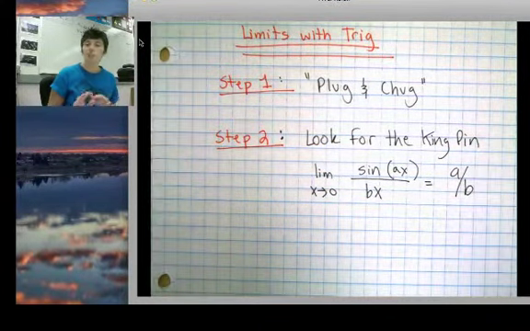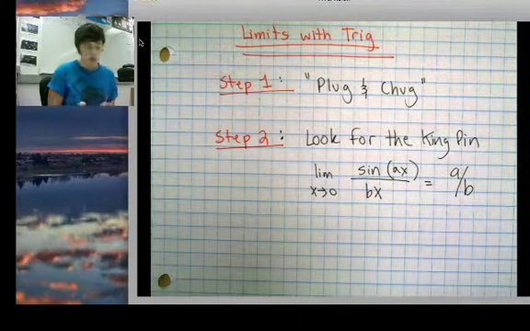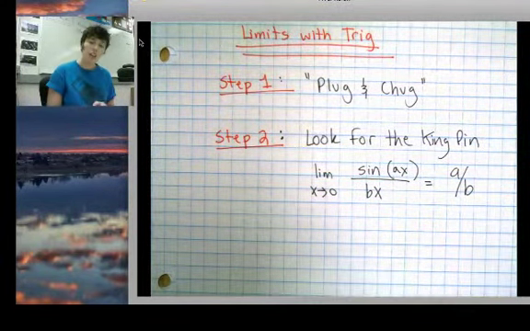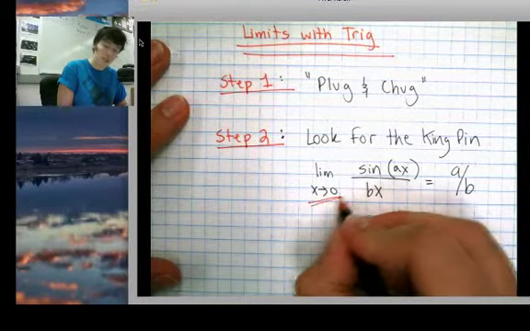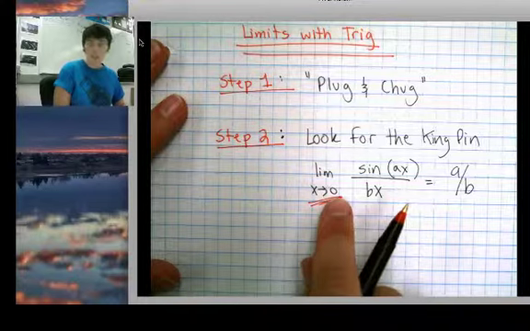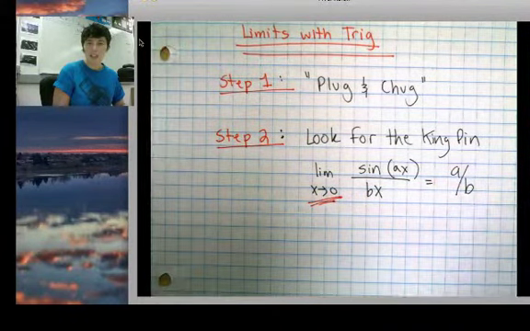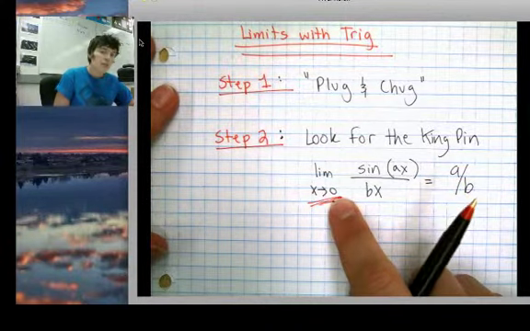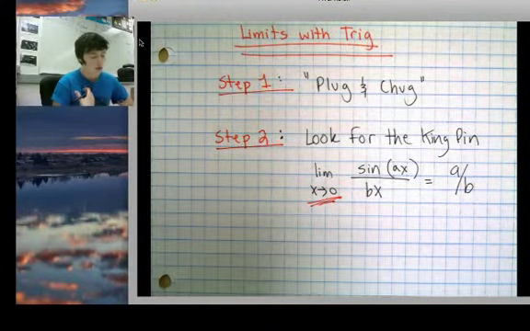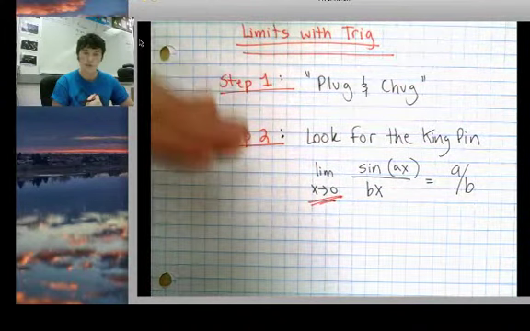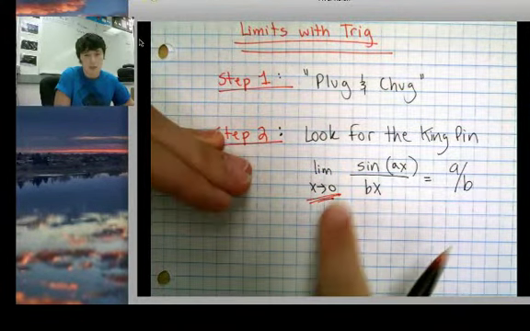And there's this real fun, nice proof that shows you why this is true. But it works every single time as long as it's the limit as x goes to 0. You have to pay close attention because if it's x goes to 1, this whole idea of a kingpin is out the door. So it's got to be x goes to 0. So with trig limits for our class, you always want to try and plug and chug first, and then if that doesn't work, go looking for the kingpin if it's x goes to 0.